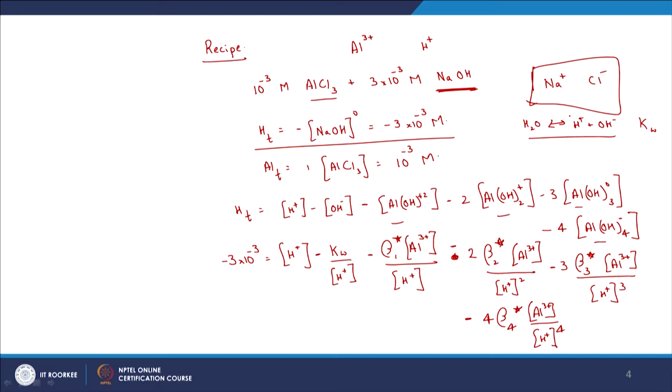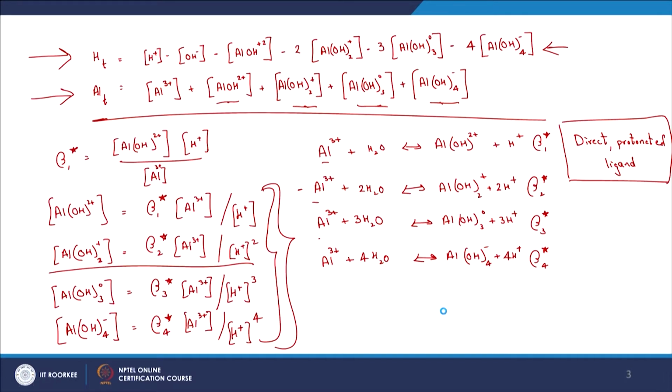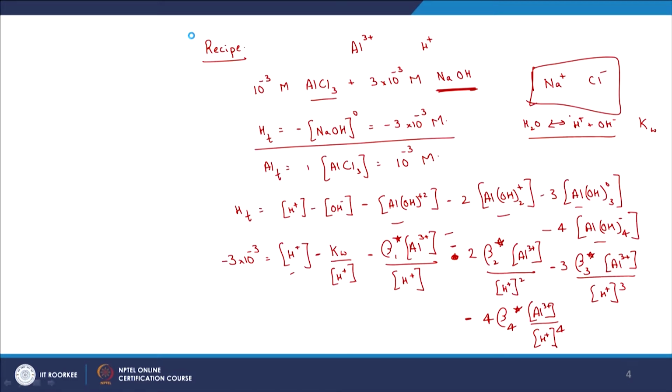So here we have an equation with two unknowns. What are they? H+ and Al3+. So obviously we need another equation, and that equation is going to be from this particular equation, and let's just plug that in. So we now have Al total, and what is Al total in our case? Al total in our case was 10 power minus 3 molar, pardon me.